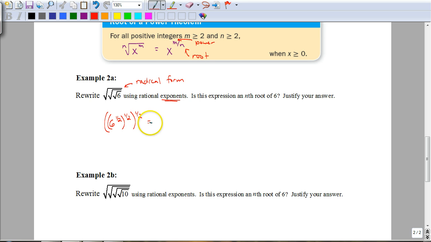Now remember from when we talked about exponents, when we have all of these exponents, we would multiply these together. So 2 times 2 times 2 would give me 8. So this would be the 8th root of 6, or 6 to the 1/8 power. And so is this expression an nth root of 6? We would say yes, it's an 8th root of 6. This would be your answer.